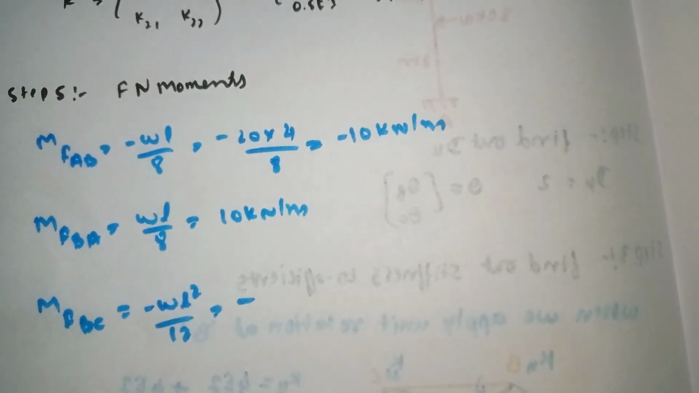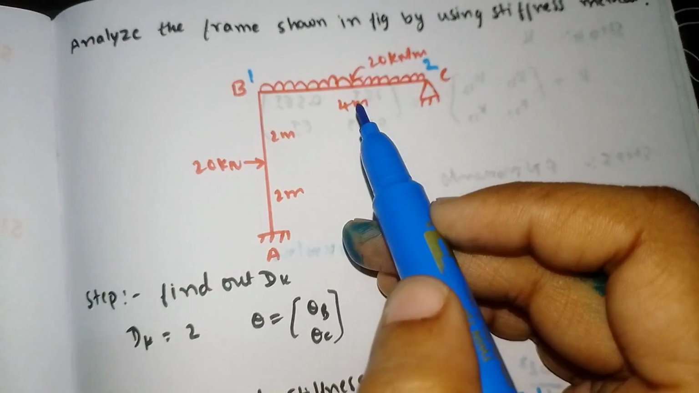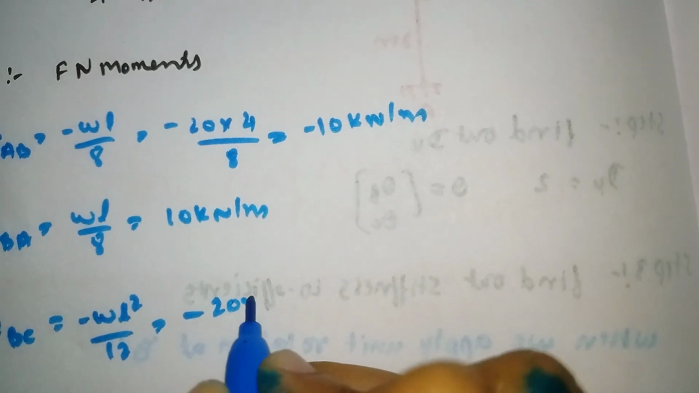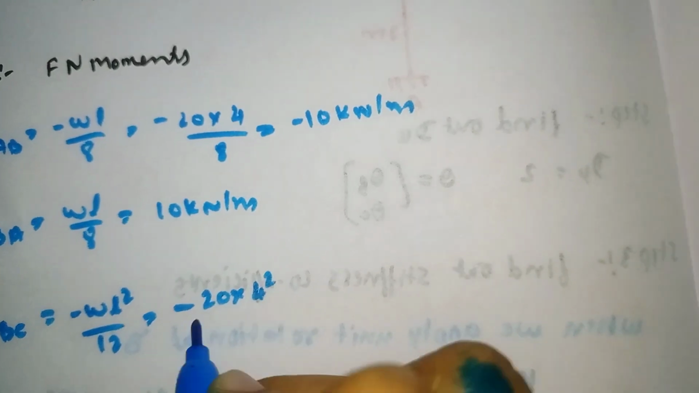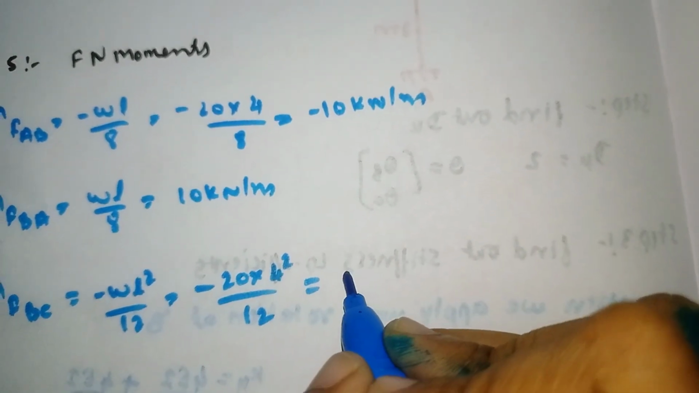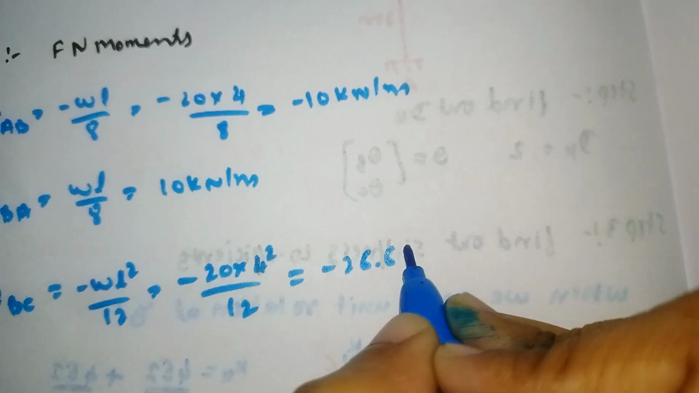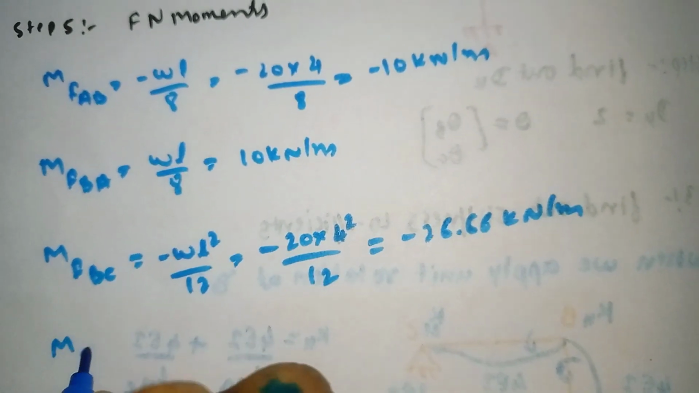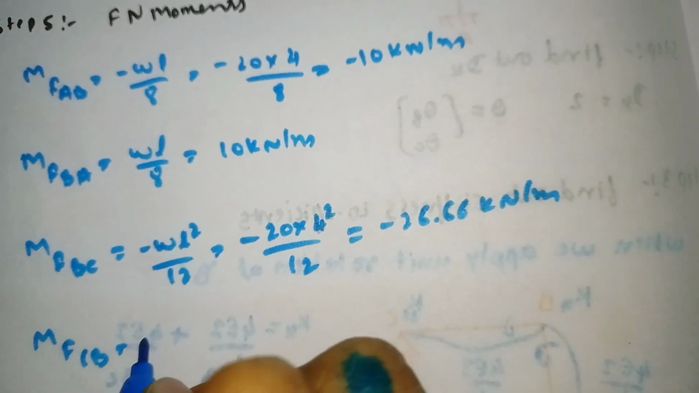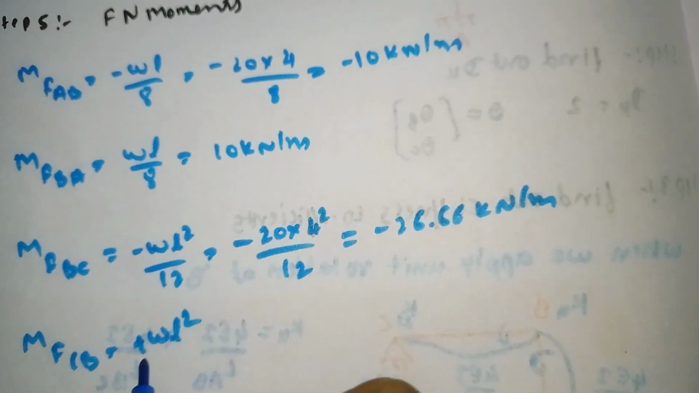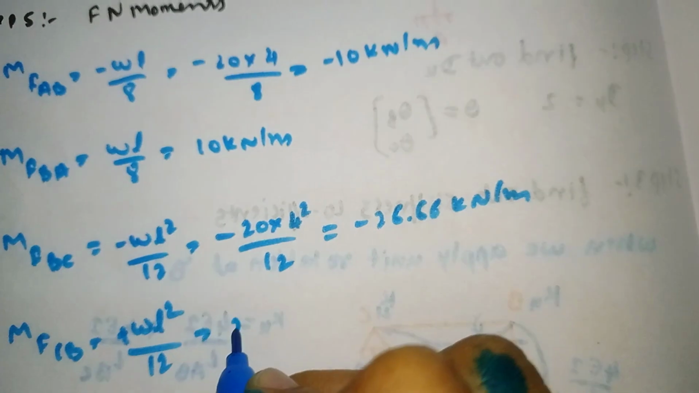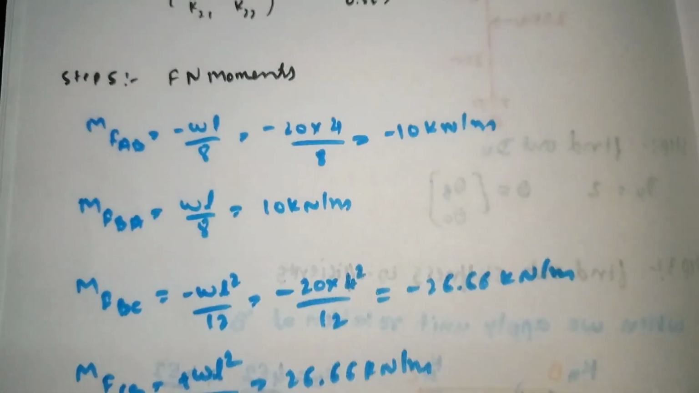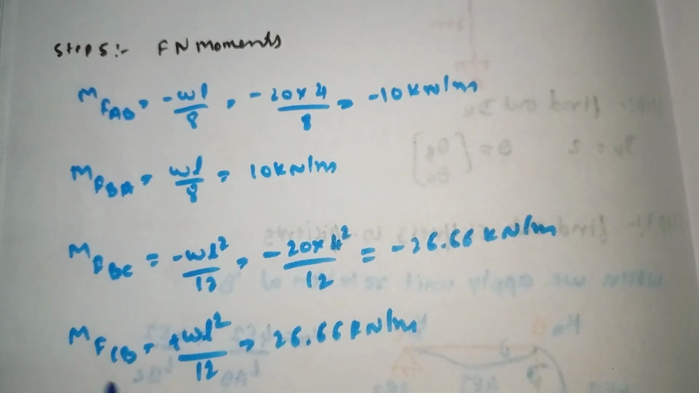Here the load is 20 and length is 4 meters. Substitute these values in that formula: 20 times 4 square divided by 12. Simplified, it will come out as minus 26.66 kilonewton meter. Similarly, for MFCB, the formula is the same, only the sign will change: WL square divided by 12 comes out as 26.66 kilonewton meter. So, this is how we need to find the fixed end moment for each span.